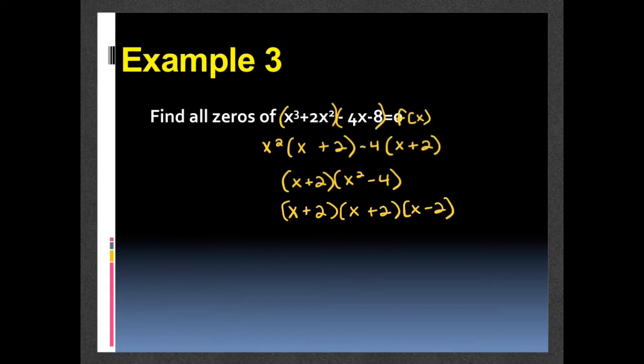Because if any one of those parentheses is equal to 0, the entire function is equal to 0, we split them and solve them. So this first zero is negative 2. I get a negative 2 again, which in a little bit you'll understand why that's important, and then 2. So when I'm listing the zeros of the function, I'm just giving the x values, negative 2 and 2.